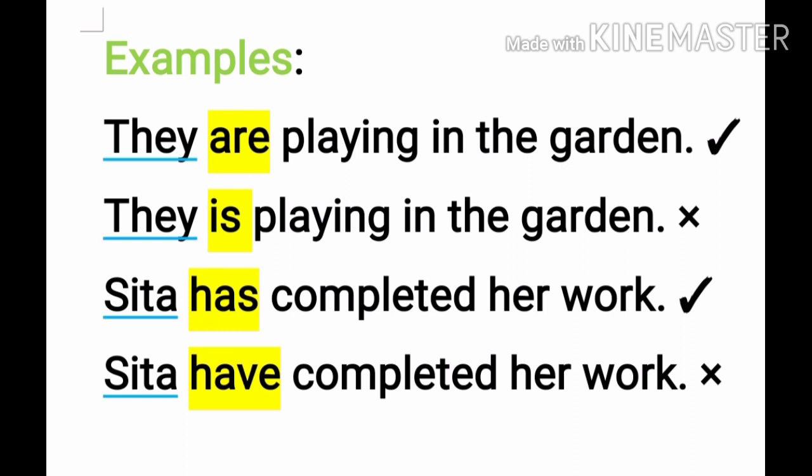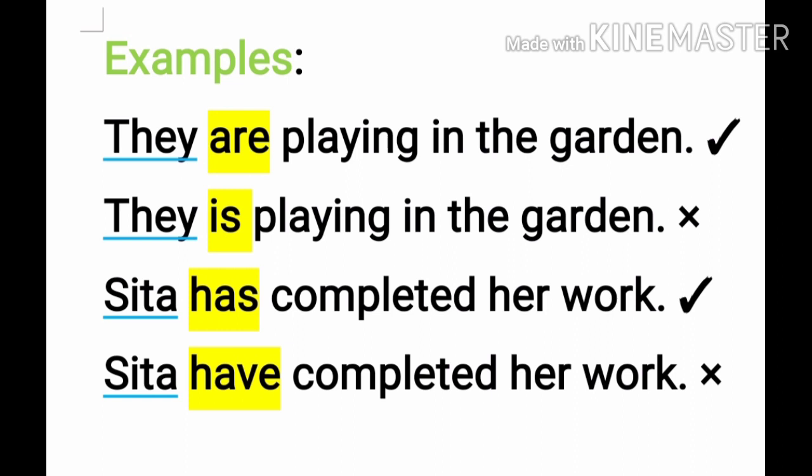Before stepping ahead, firstly we will see these examples so that we can have a clear-cut idea what subject verb agreement means. First example: they are playing in the garden. Second is the same: they is playing in the garden. We can see both the examples. First one is correct, second one is incorrect. Why? Because the verb are agrees with the subject they. They is a plural subject. As the plural subject can only take the plural verb are, we cannot use the singular verb is with the plural subject they.